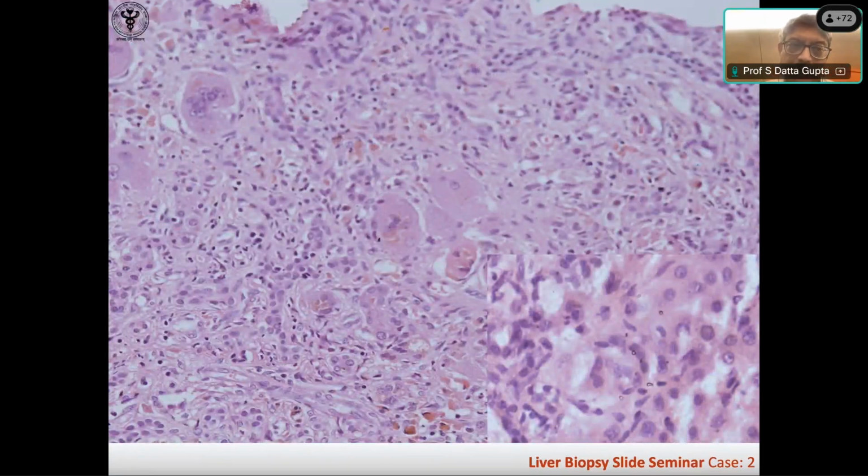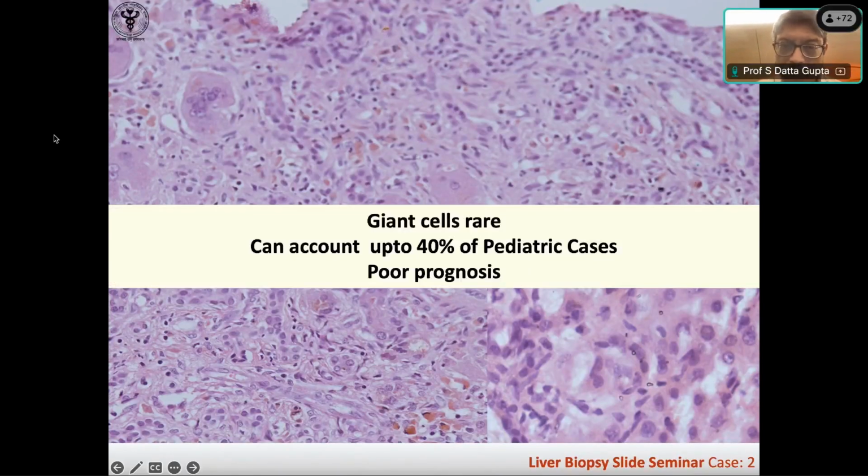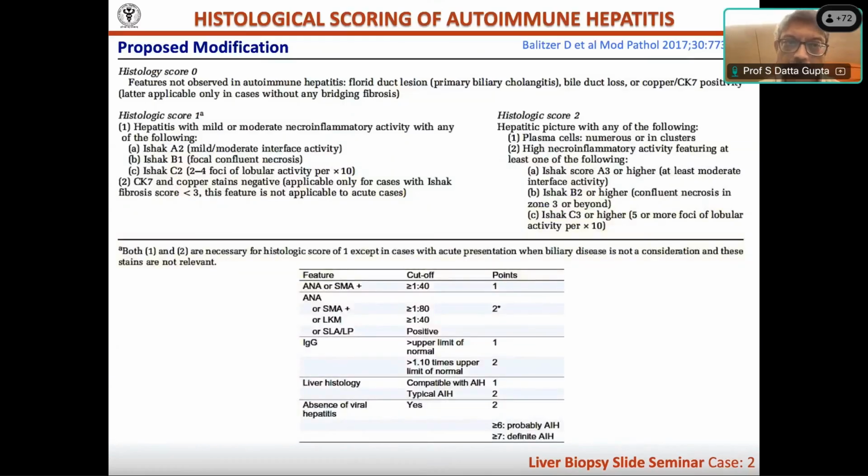You can get giant cells. More than 3 nuclei in an enlarged cell is a giant cell. Please remember that. You can get it in the pediatric age group or not. Okay? And it generally indicates a somewhat poor prognosis even when you see it in adults. So there have been various scoring systems for autoimmune hepatitis.